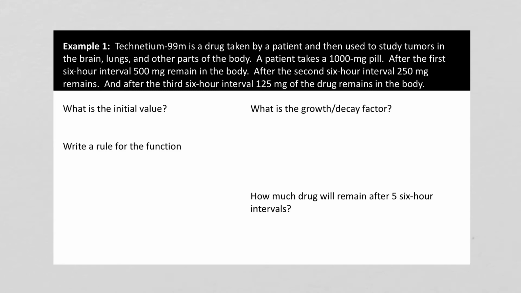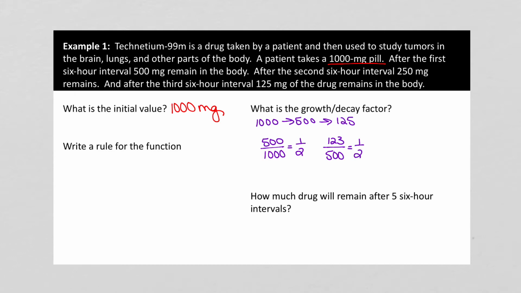So it first asks us, what is the initial value? Well, when the patient takes the pill, the initial value is 1,000 milligrams. What is the growth or decay factor? Well, we're going from 1,000 to 500 to 250. To find the growth or decay factor, we take the second value and divide by the first. You can see we get 1/2. Then take the third value and divide by the second, and so forth.